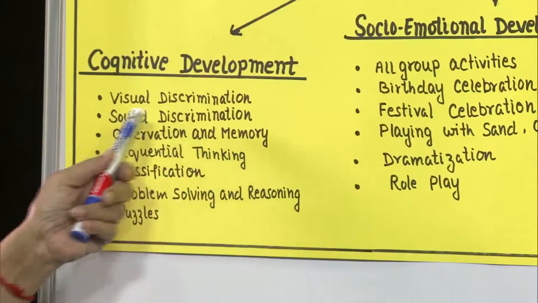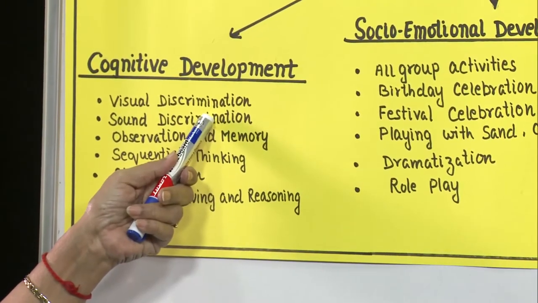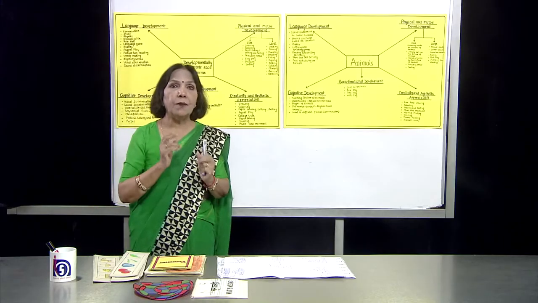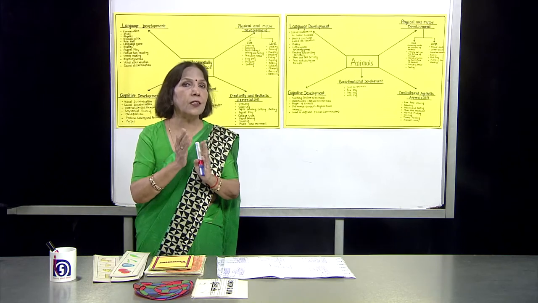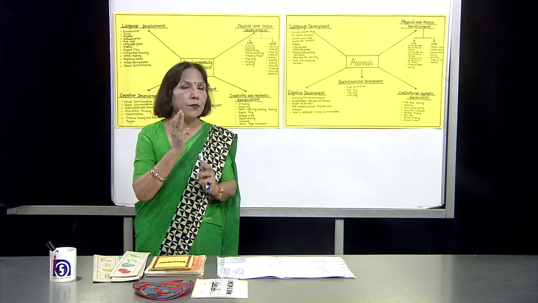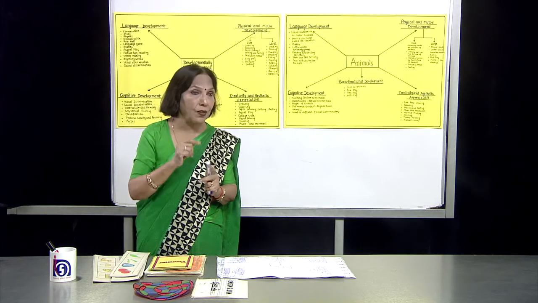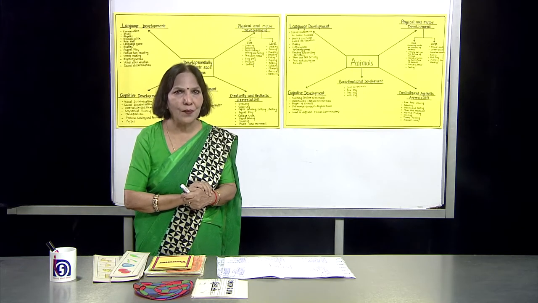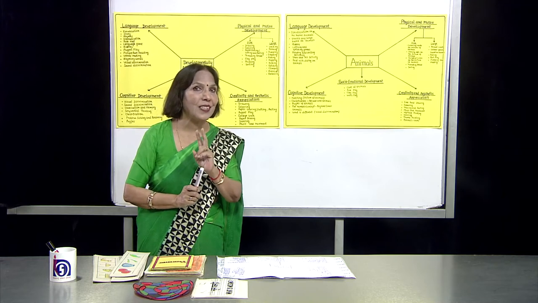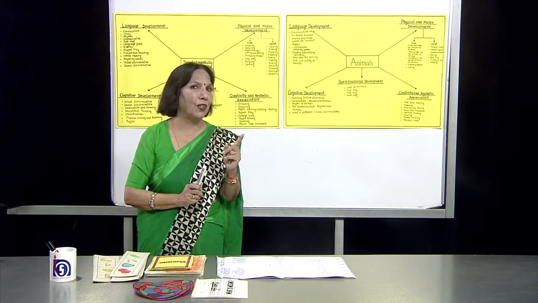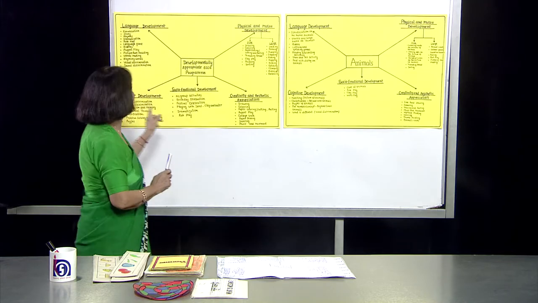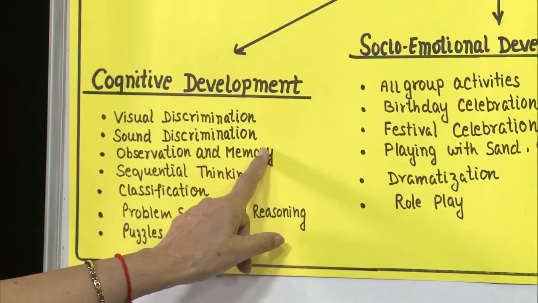So, this activity is for visual discrimination skill. Now, sound discrimination skill. How will you give this activity? I am presenting three sounds here. You have to tell me the different sound. Two sounds are the same and one sound is different. Which sound is different? Woof, woof. So, this is called sound discrimination skill.